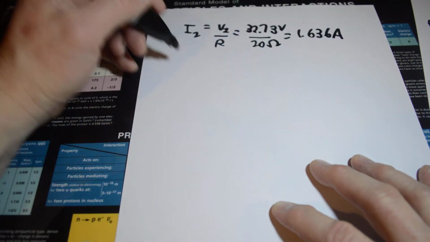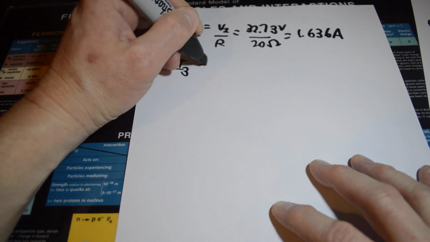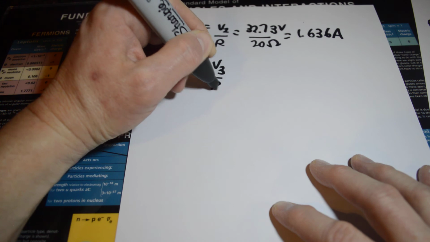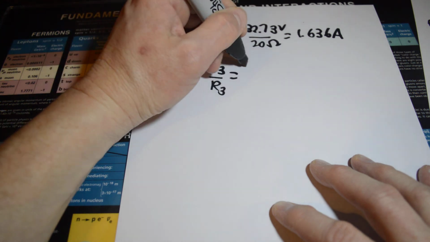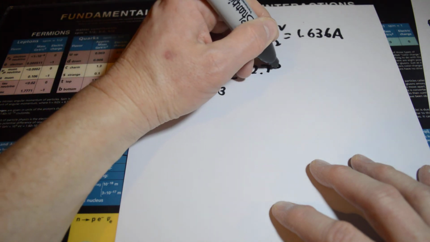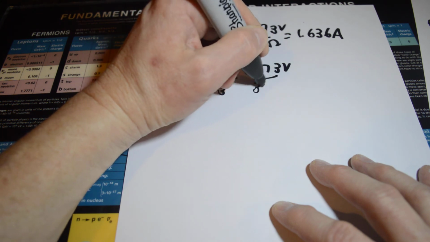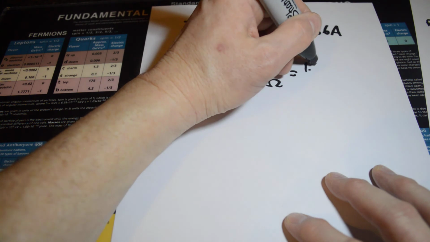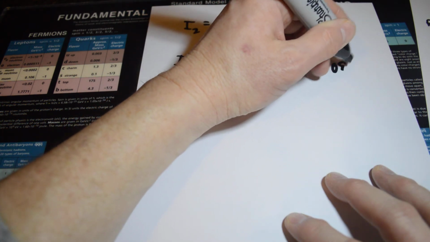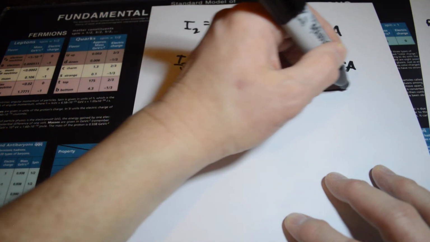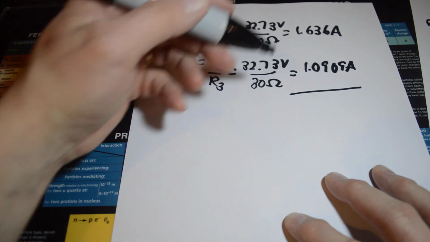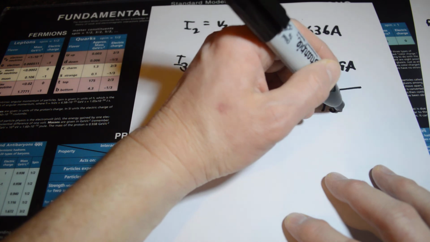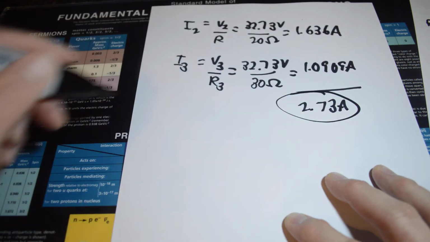And if we did the same thing for the third resistor, that would just be the voltage divided by the resistance of that resistor. Take your 32.73 volts and then divide by 30 ohms, and sure enough, that's 1.0909 amps. And when I say sure enough, I mean when we add these two together, sure enough, we get 2.73, which is the total current.